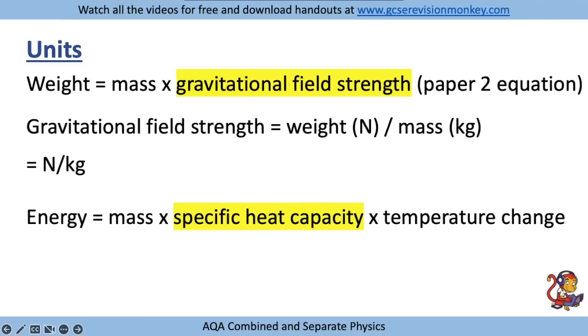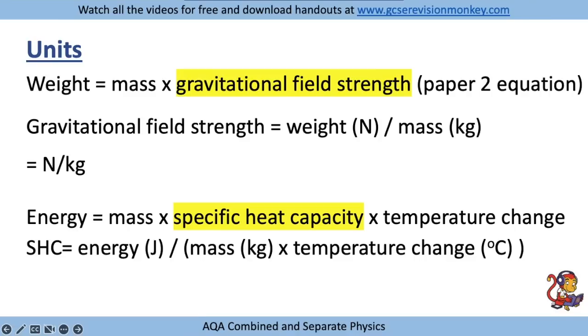Then specific heat capacity. This is a difficult unit to remember, but if you use the equation, you can work out what it is. Because if you rearrange the equation to get specific heat capacity, which I've just abbreviated to SHC, it is equal to energy divided by mass multiplied by temperature. So the units therefore would be joules per kilograms degrees C, because they're the energy in joules divided by kilograms multiplied by the degrees C.